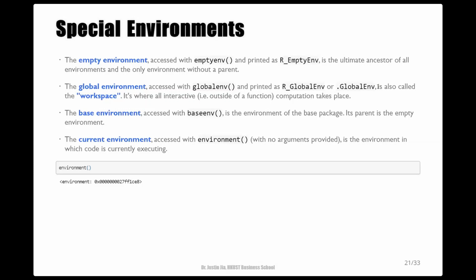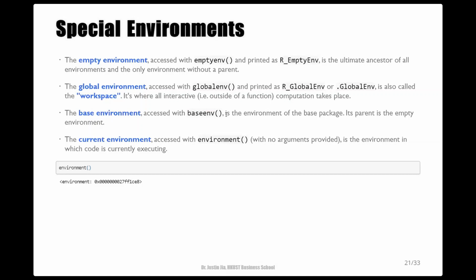The second special environment is the base environment. It is the environment for the base package. We've talked about the base package briefly in the course introduction. Let me refresh your memory on it. The base package is a package that provides all fundamental functions we need to run the R system, and it is automatically loaded when an R session starts. The base environment can be accessed with this function, and its parent is the empty environment.